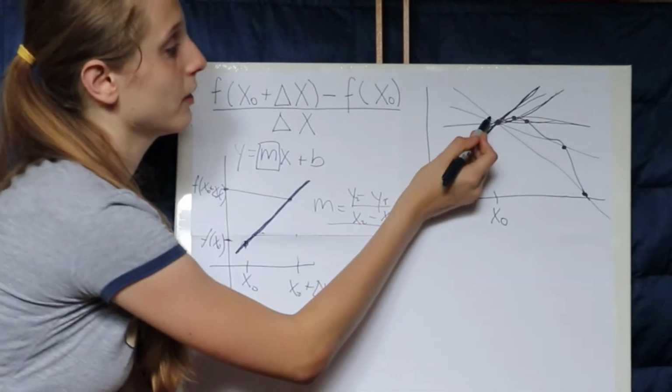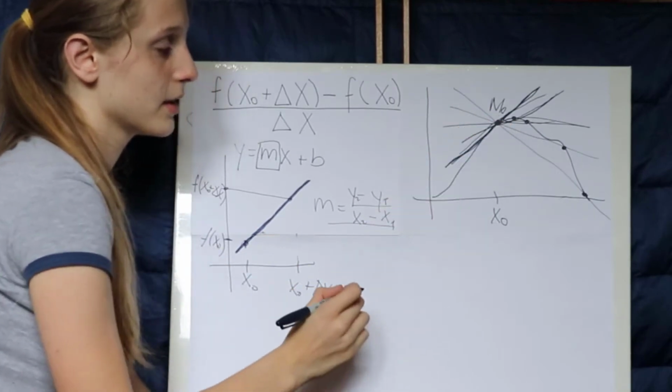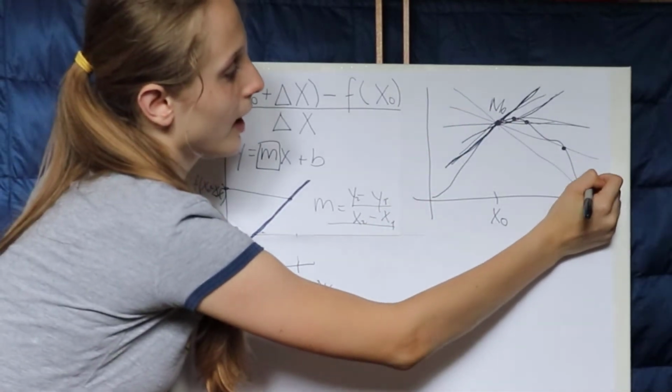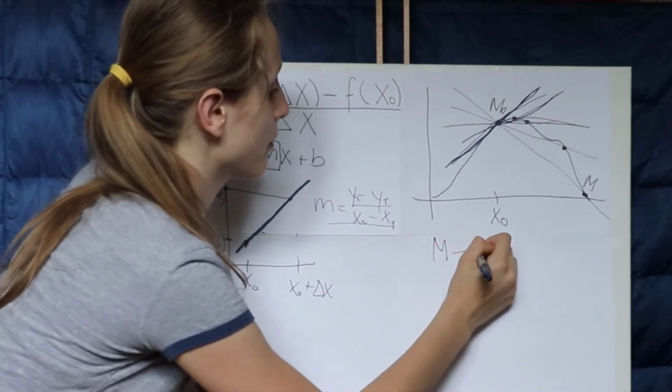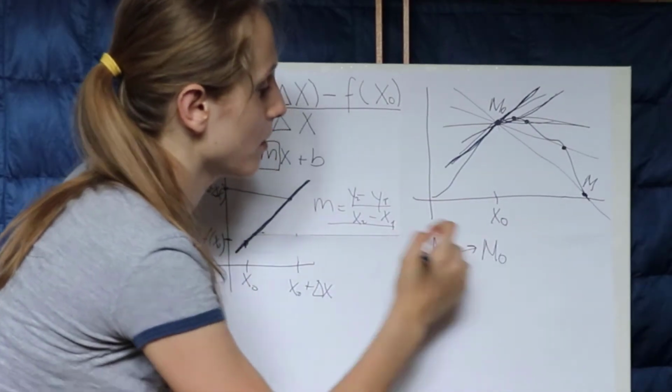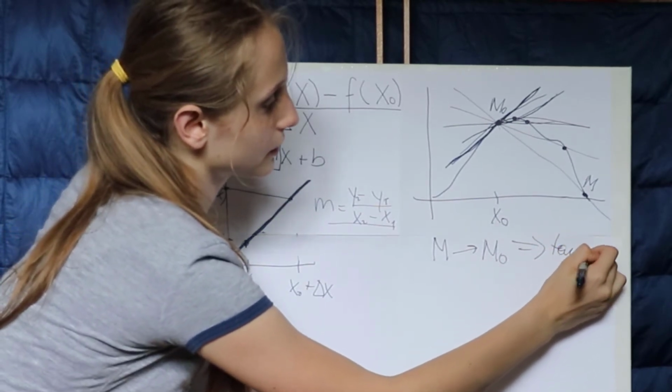So if I call this point m sub 0, because it's fixed, and this point, m, is getting closer and closer and closer, as m approaches m sub 0, we get our tangent line.